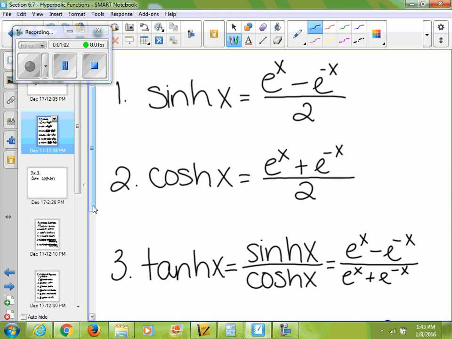Alright, so we represent hyperbolic functions by putting in the letter h in front of our variable. So hyperbolic sine would be sinh of x. And what that is actually equivalent to is (e^x - e^(-x)) divided by 2.